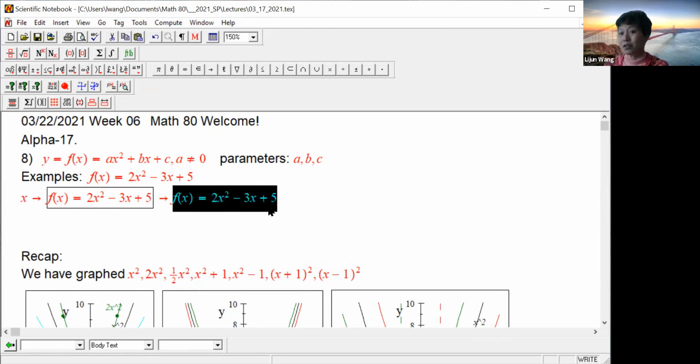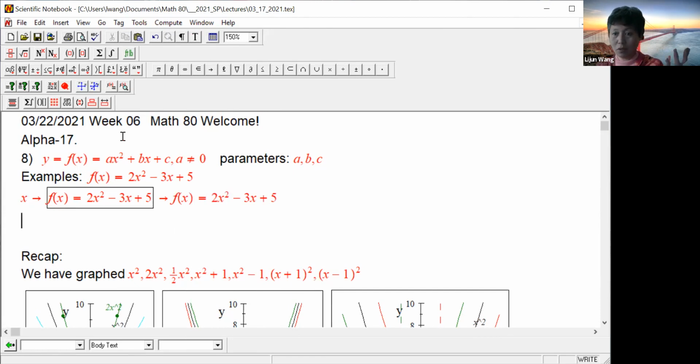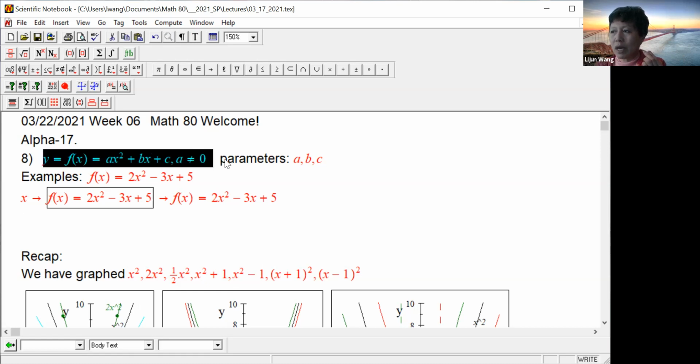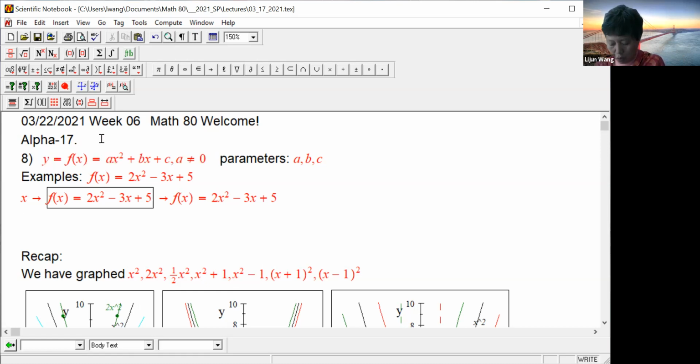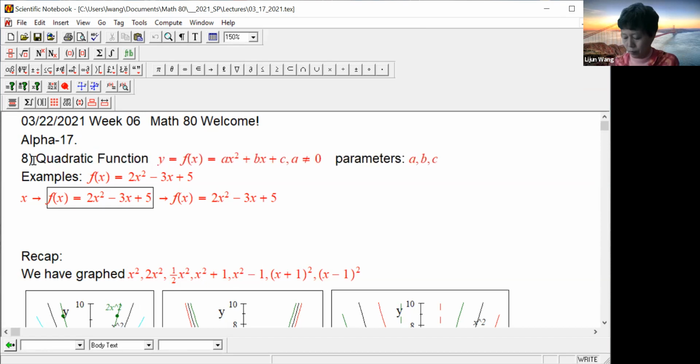You can see this is a little more complicated rule than the rules we used to know, like x squared. It's a more complicated rule than each one of these, but it bears some resemblance to what we know. So this is called a quadratic function. We have a name for it: Q-U-A-D-R-A-T-I-C, quadratic function.